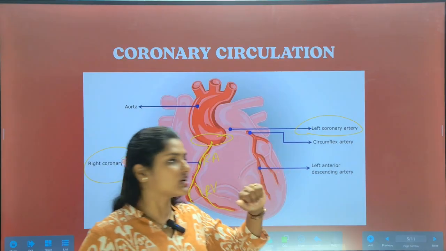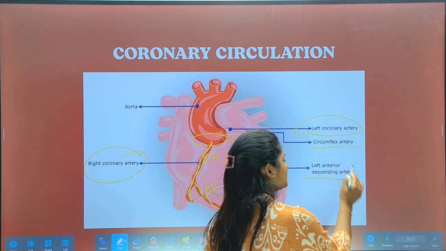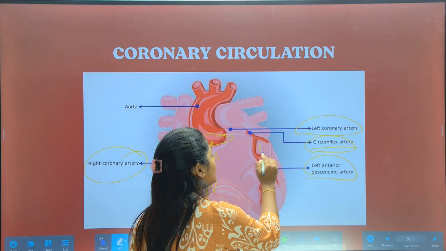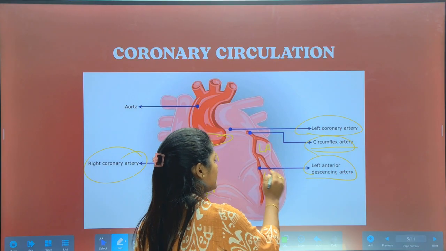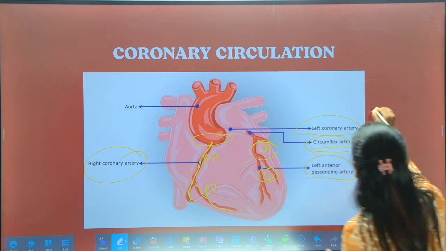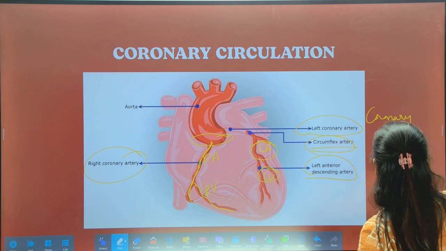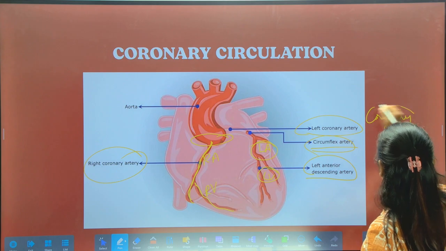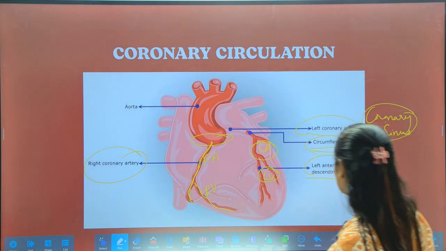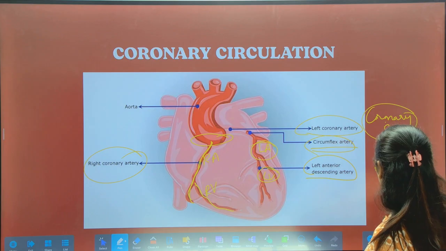And coming to the left coronary artery, here it has two types: the circumflex artery and the left anterior descending artery. These two help in circulating blood to the left atrium and left ventricle. And there is also the coronary sinus. It helps to transfer deoxygenated blood from the heart to the lungs with the help of the pulmonary artery.